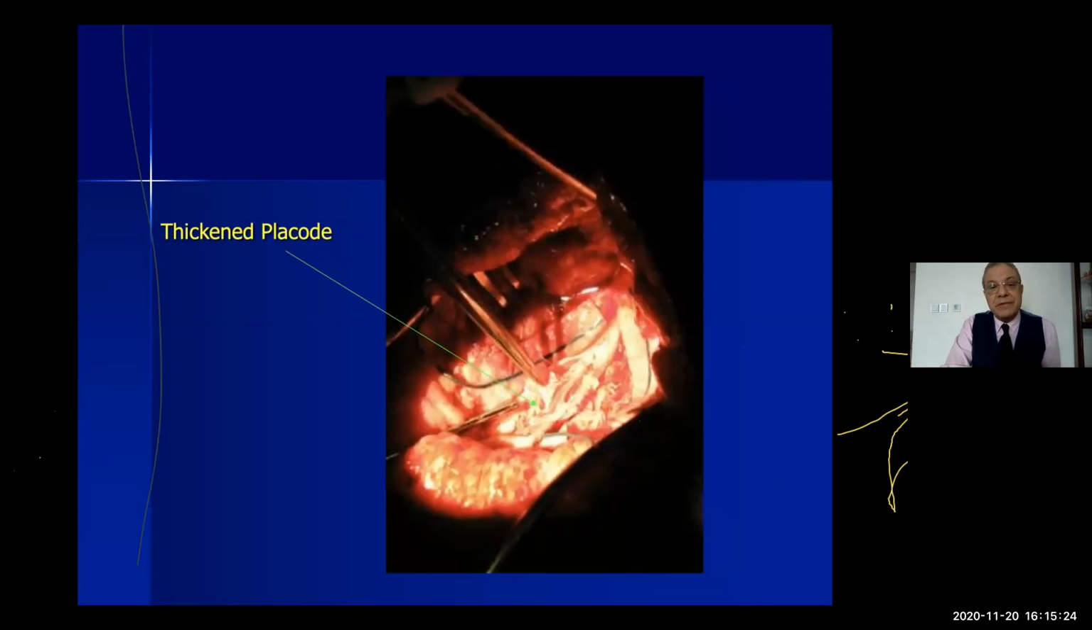Here again, you can see the thickened placode. I am trying to move the arrow to this, and I hope you can see it. It's here somewhere. It's actually, I would say, a mess of neural tissue. It's like a tuft of everything. So you have to be very patient, take your time, and try to do it at ease as much as you can.